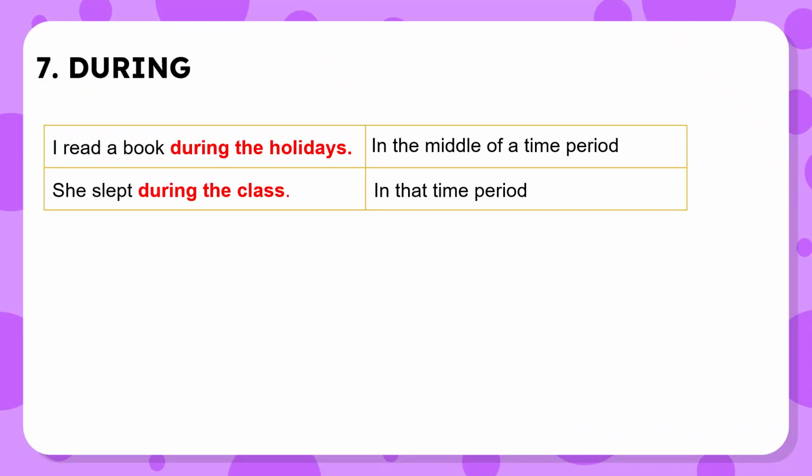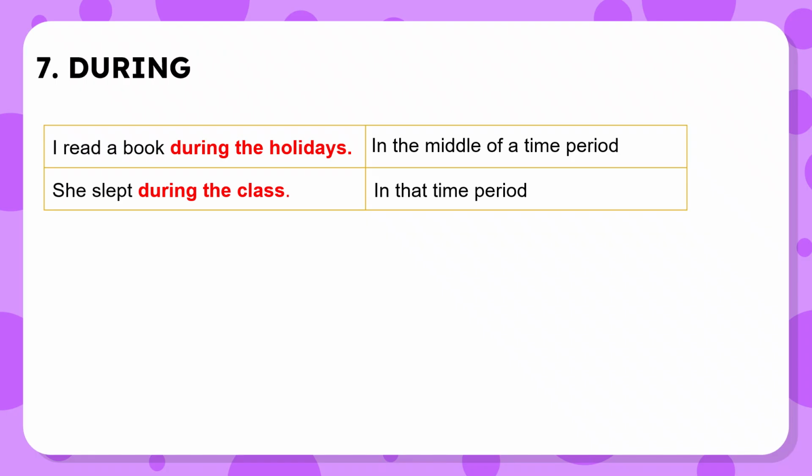The next preposition is during. During means in the middle of a time period, or in that time period. So, a particular time period. I read a book during the holidays. Whatever time somebody has given me, or whatever time I got, in that particular time I have done my activity. So I read a book during the holidays, not in any other days, but in whatever holidays I have got, in those particular holidays I read this book.